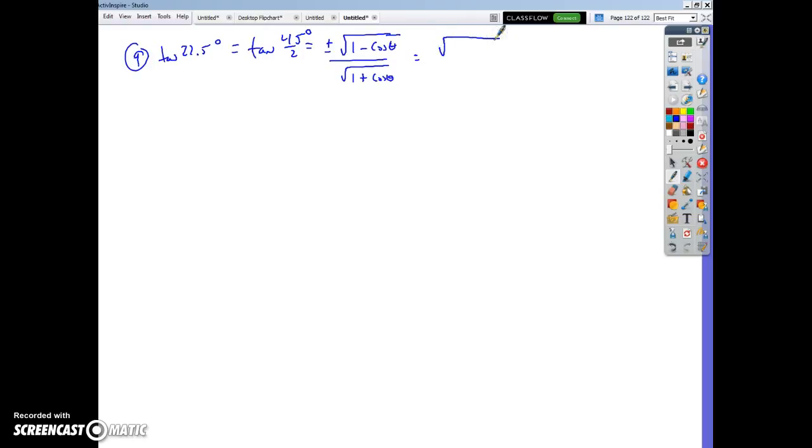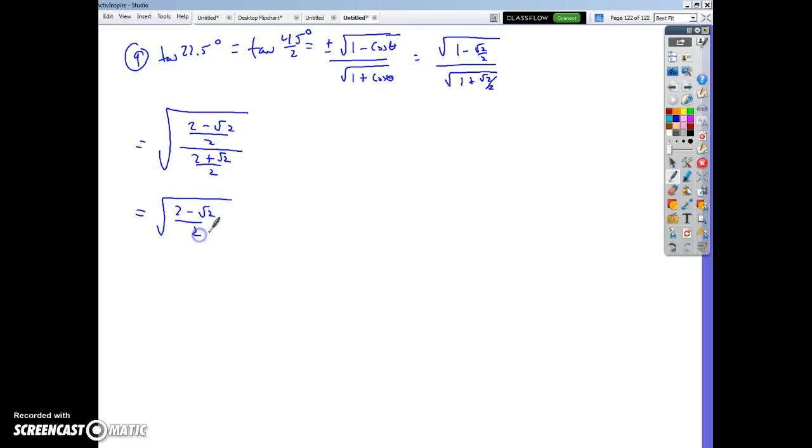Next up, cosine of 45 degrees is square root of 2 over 2, so I have 1 minus root 2 over 2 over 1 plus root 2 over 2. Agreed? Coming down one more line, I need a common denominator to start simplifying this mess. I'm going to make one big square root bar: 2 minus root 2 over 2, multiply the bottoms, cross the tops, over 2 plus root 2 over 2. Same drill, both top and bottom. Flip and multiply.